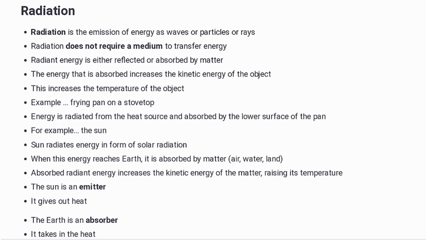Radiant energy is either reflected or absorbed by matter. The energy that is absorbed increases the kinetic energy of the object. This increases the temperature of the object. For example, take a frying pan on a stove top. Energy is radiated from the heat source and absorbed by the lower surface of the pan. Another example is the Sun. The Sun radiates energy in the form of solar radiation. When this energy reaches Earth, it is absorbed by matter such as air, water, and land. Absorbed radiant energy increases the kinetic energy of the matter, raising its temperature. The Sun is an emitter, it gives out heat, and the Earth is an absorber, it takes in the heat.